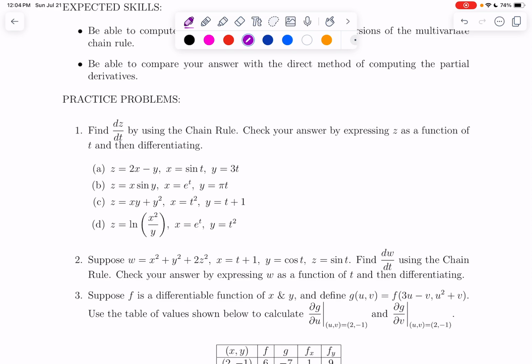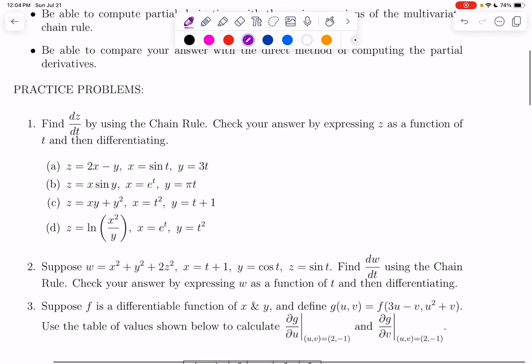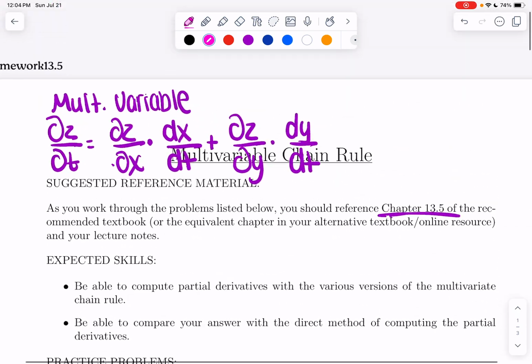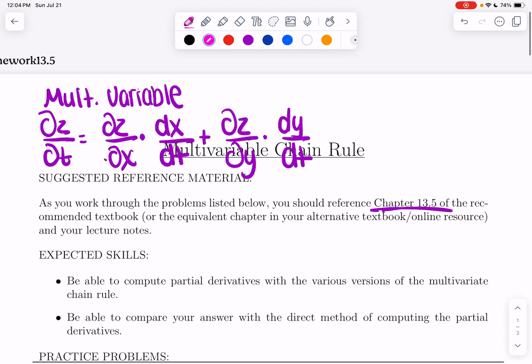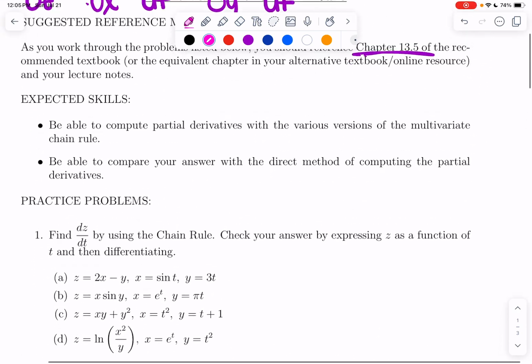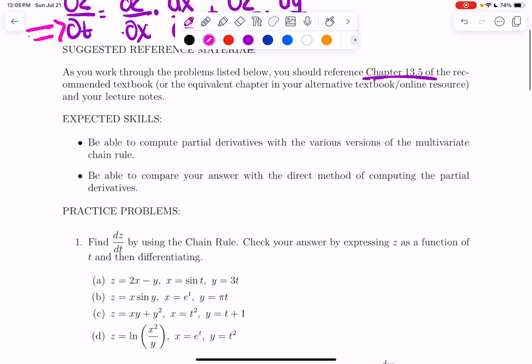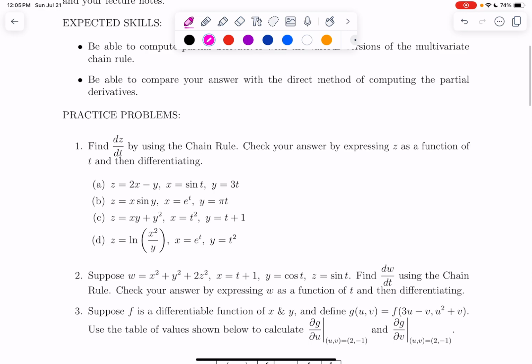I think the best way to do this would be in terms of an example. So I would be starting off with what are the two different ways. It says find dz/dt by using the chain rule. Check your answer by expressing z as a function of t and then differentiating. Okay, so I would actually start off with showing them the multivariable calculus way. When we're doing that, you have to follow this exact formula.